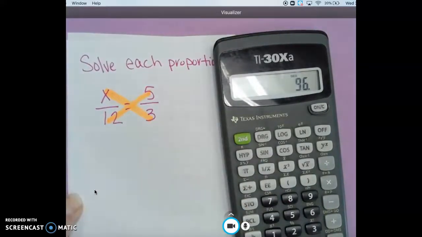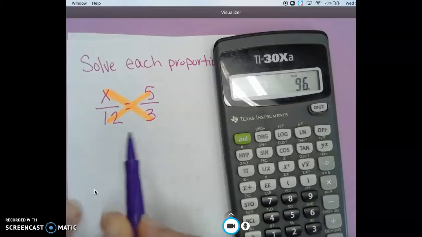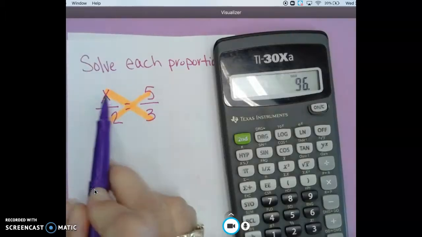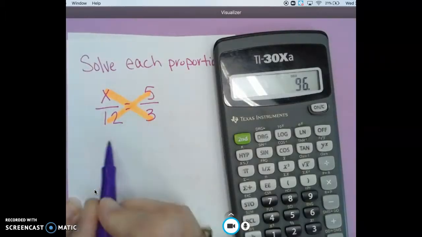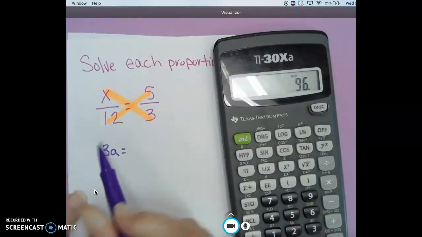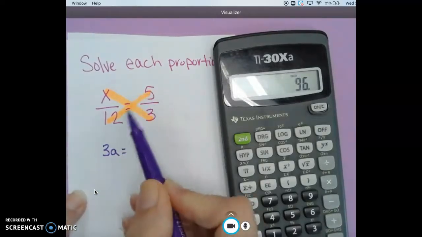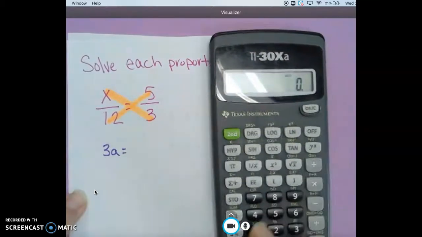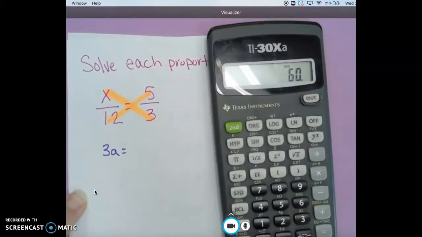I like to start wherever my variable is just because I want to keep my variable on my left. So this means 3 times x. So I'm going to put 3x. So I'm making an equation just like what we just solved. And then I'm going to multiply this diagonal, which is 12 times 5. And 12 times 5 gives us 60.